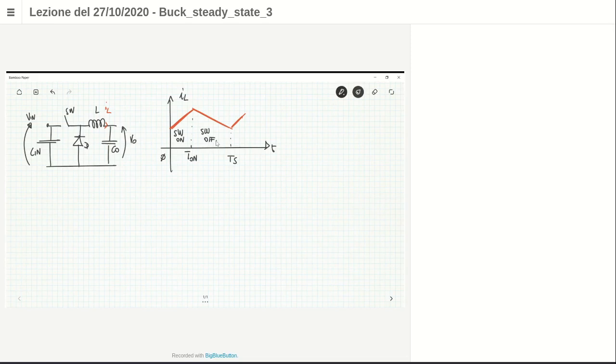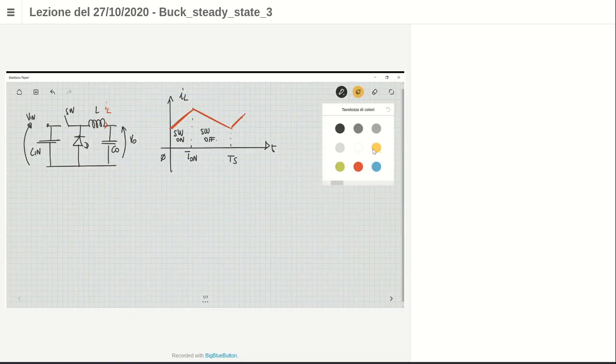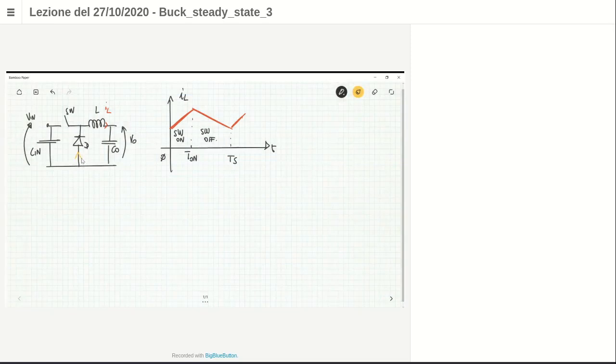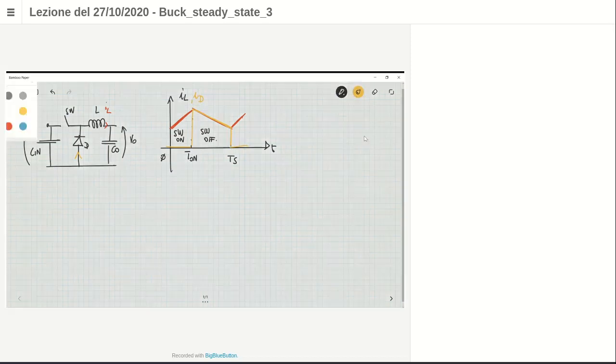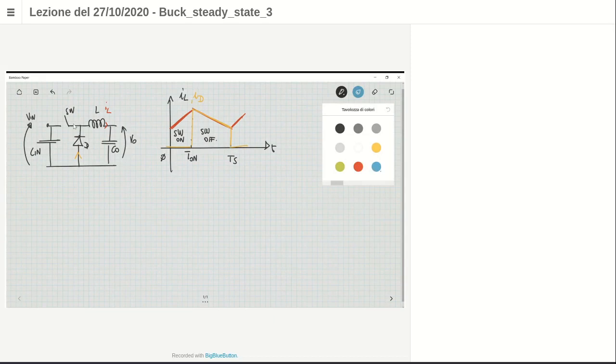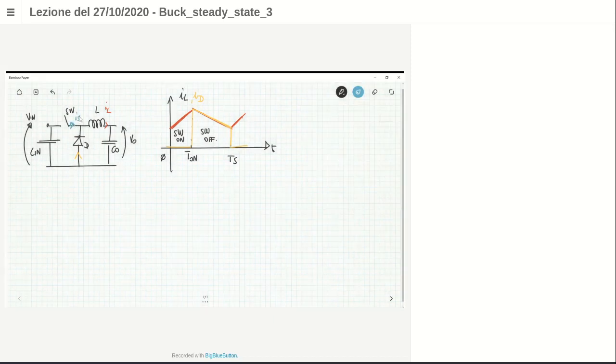And then we derived, for example, the current through the diode, which is the current flowing through the inductor when the switch is off. So the current through the diode is simply the current here, the yellow one. And then we also have the current through the MOSFET, so through the switch, which is the current of the inductor when the switch is on. So here.